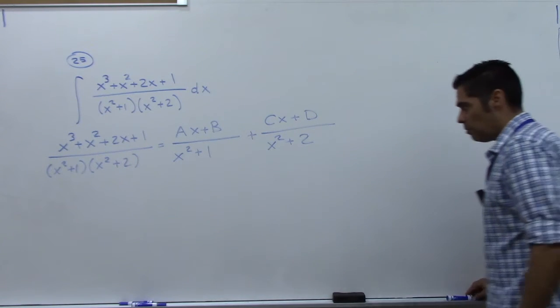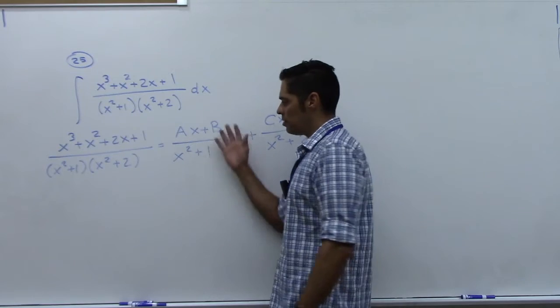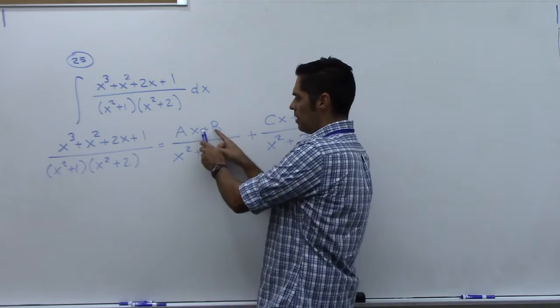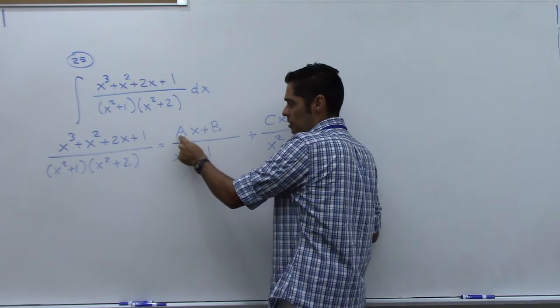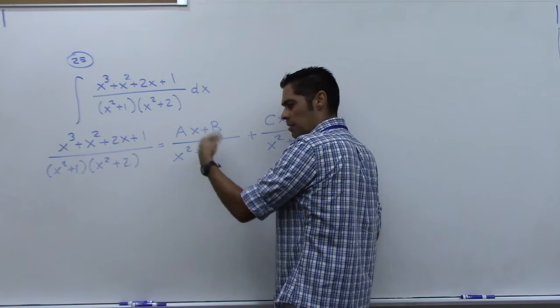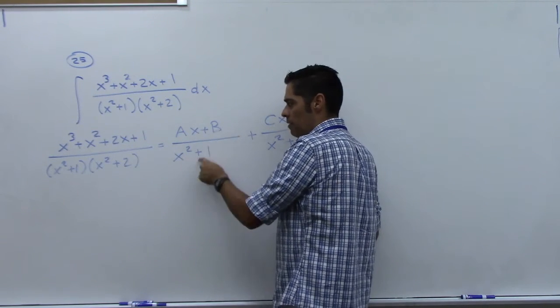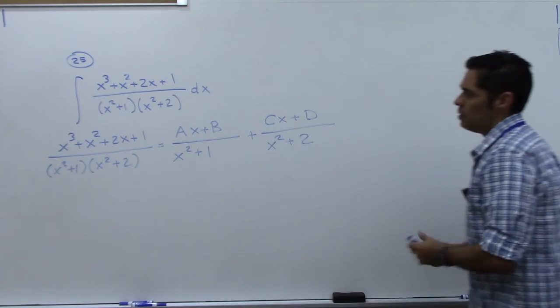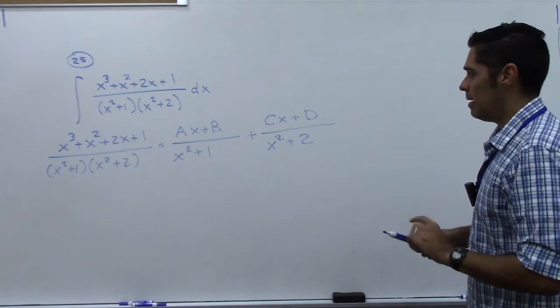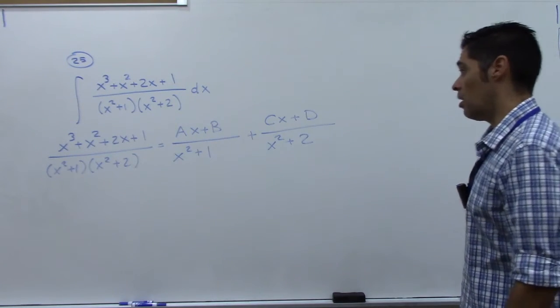Now just think about what we're doing here. If we can get this to work out, I can split this into 2 integrals. I would have ax over this, and I could do a basic u substitution, and I have b over this, which would be an arctan. Same thing here, exactly. So let's try and figure out what a, b, c, and d are.